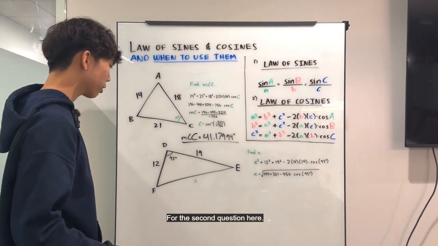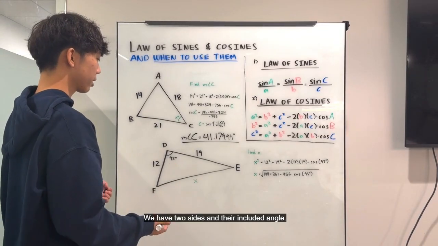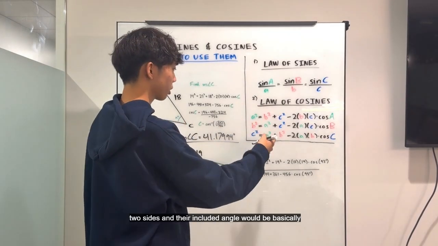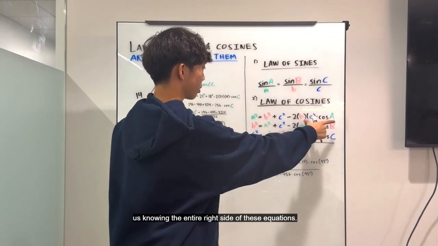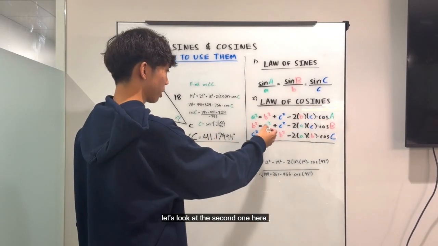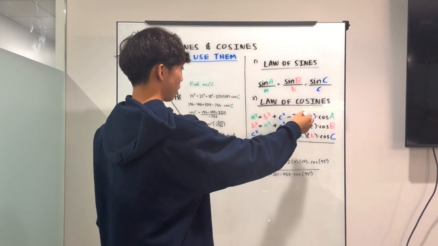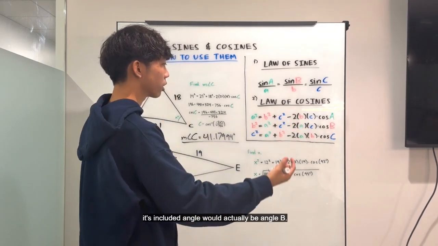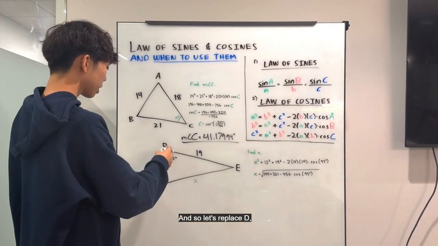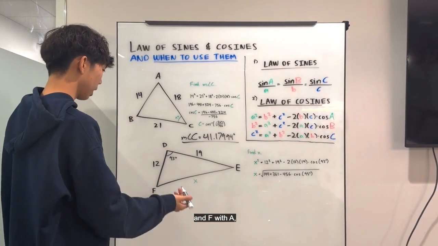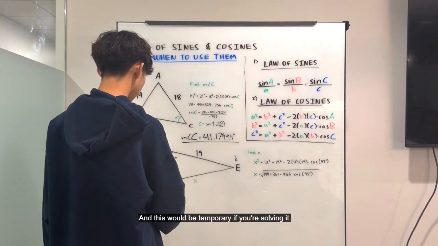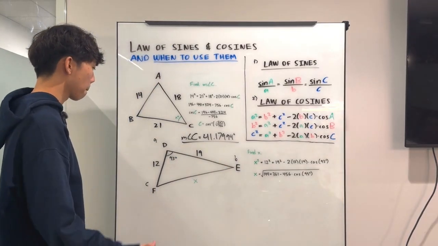For the second question, we have two sides and their included angle. If we look back right here, two sides and their included angle means knowing the entire right side of these equations. For example, let's look at the second one. We know A and C, so its included angle would be angle B. Let's replace D, E, and F with A, B, and C here to make it a little clearer, and this would be temporary if you're solving it.